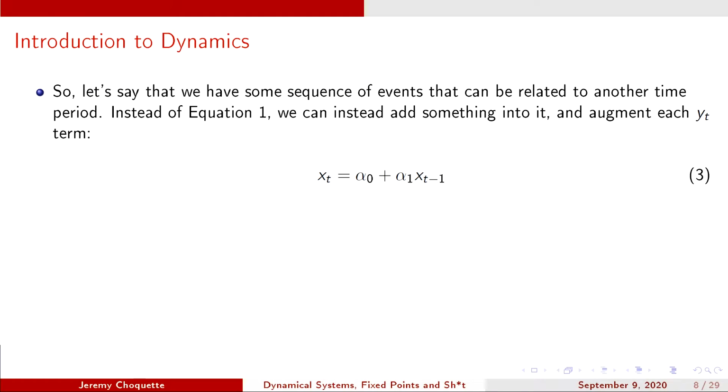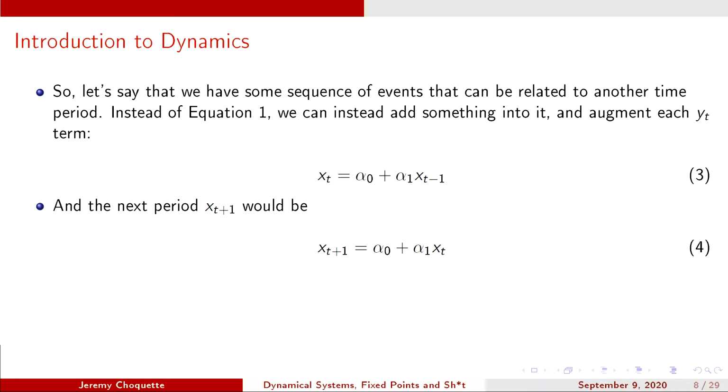So let's say that we have some sequence of events that can be related to another time period. So instead of what you saw in equation 1, we can add something to it and augment each term. It says y sub t here. It's really supposed to be x sub t. My mistake on that. We can augment each x sub t term, where x sub t is equal to alpha 0 plus alpha 1 times x sub t minus 1.